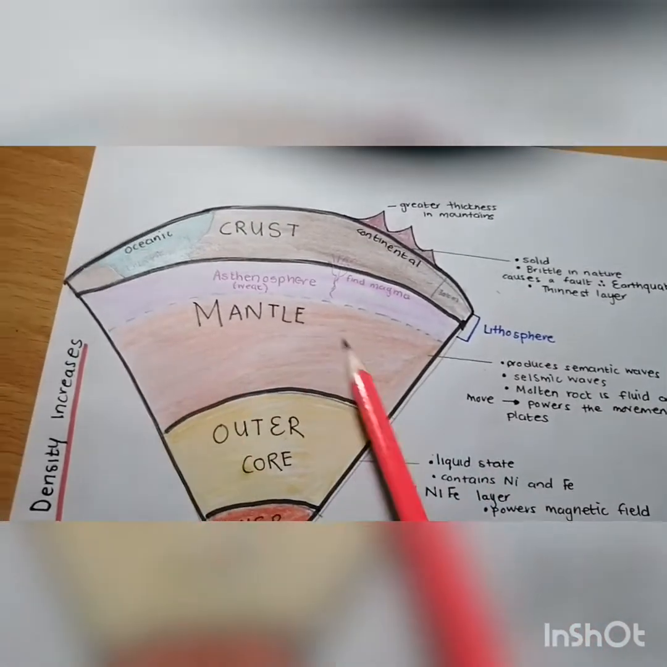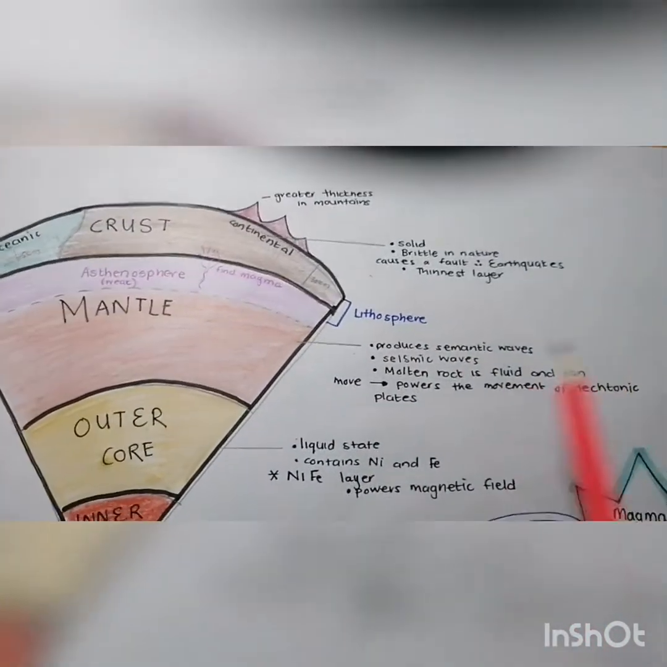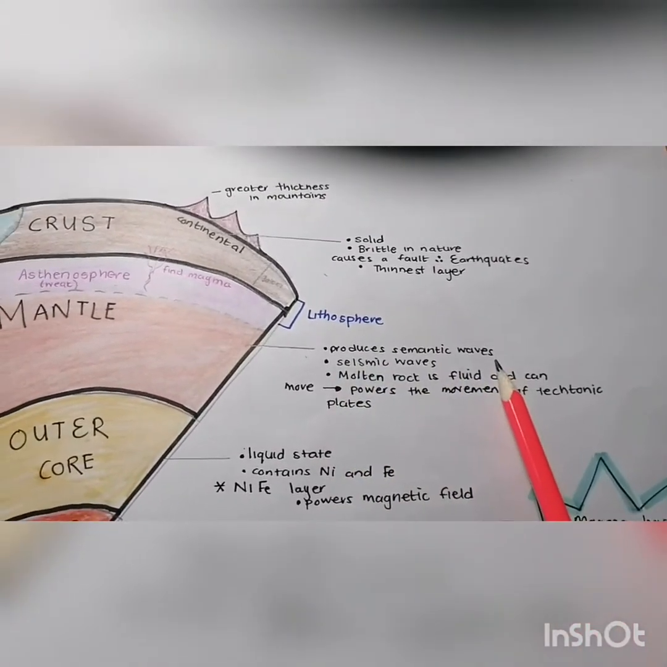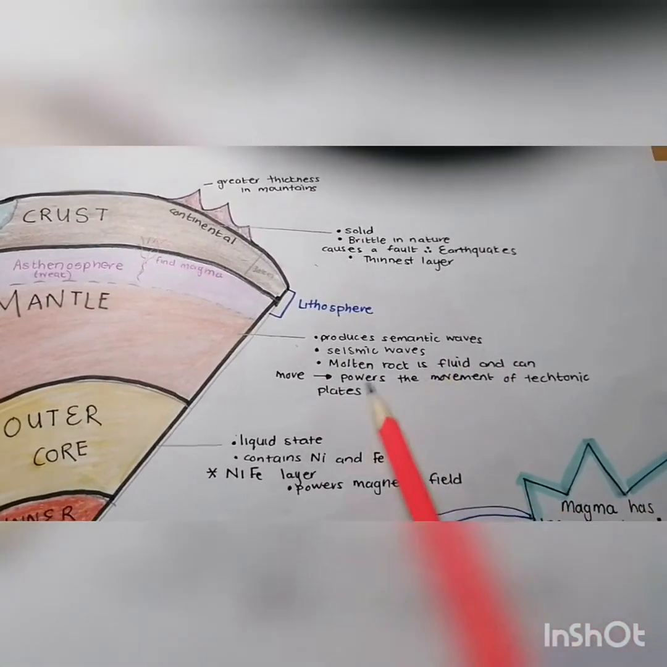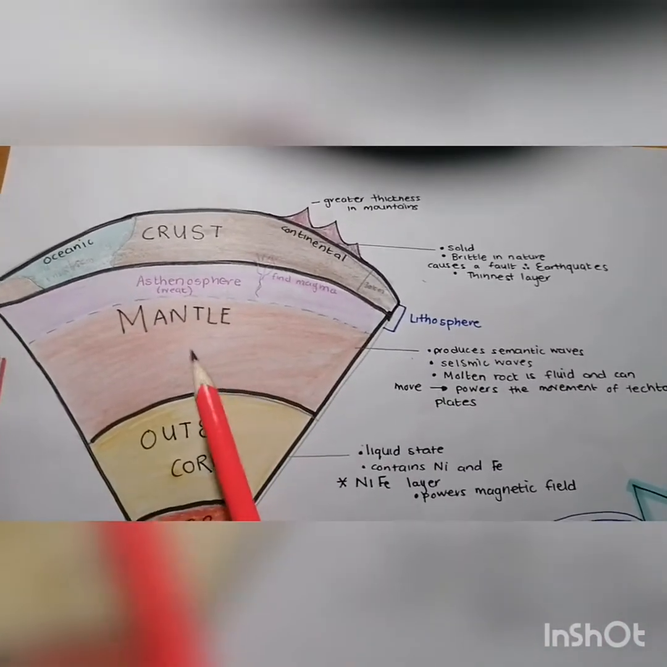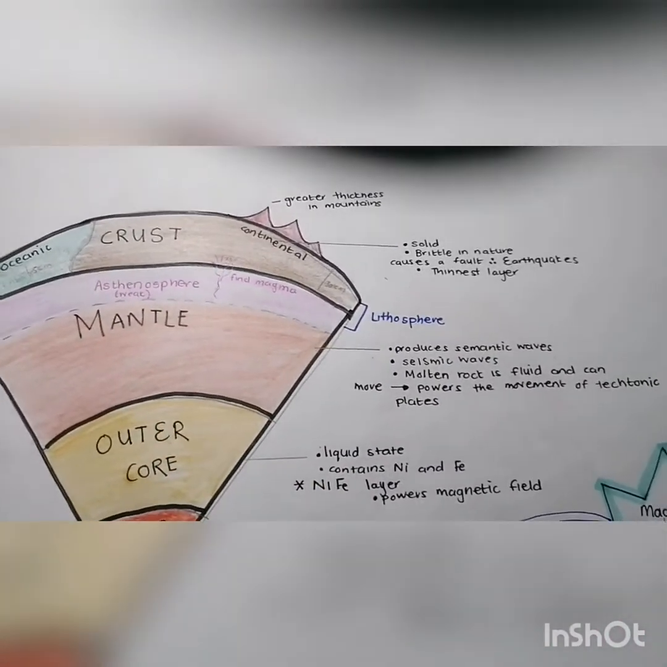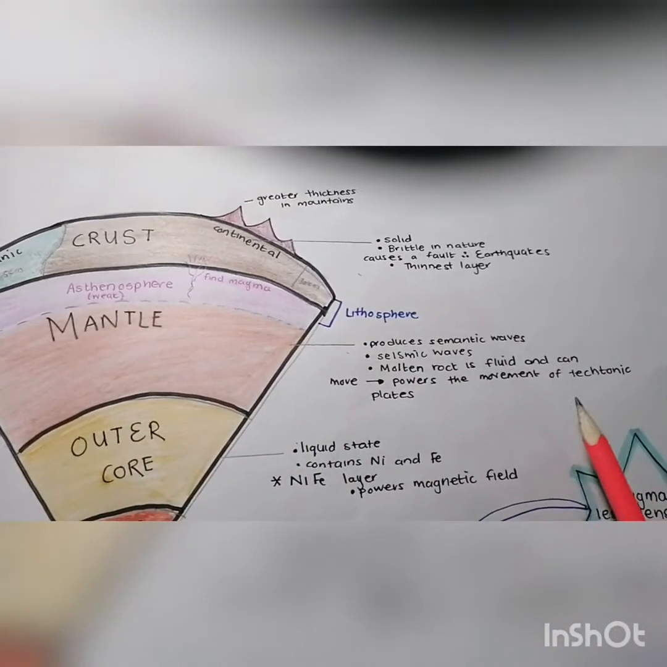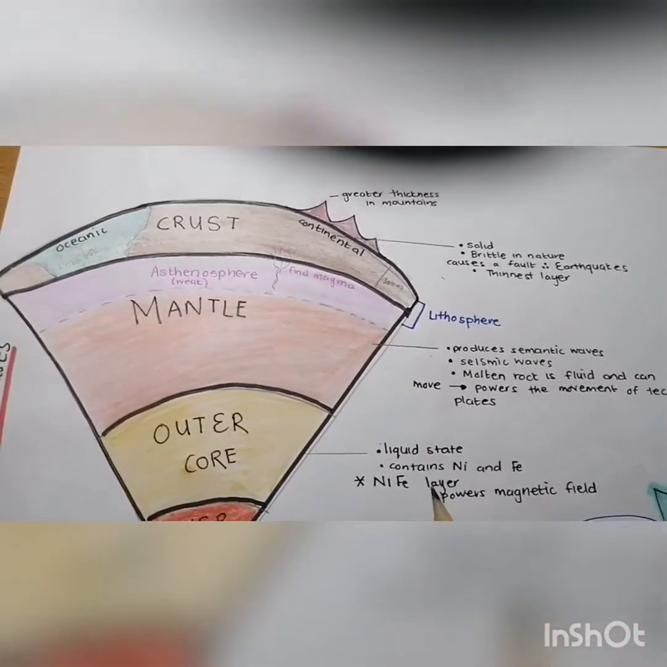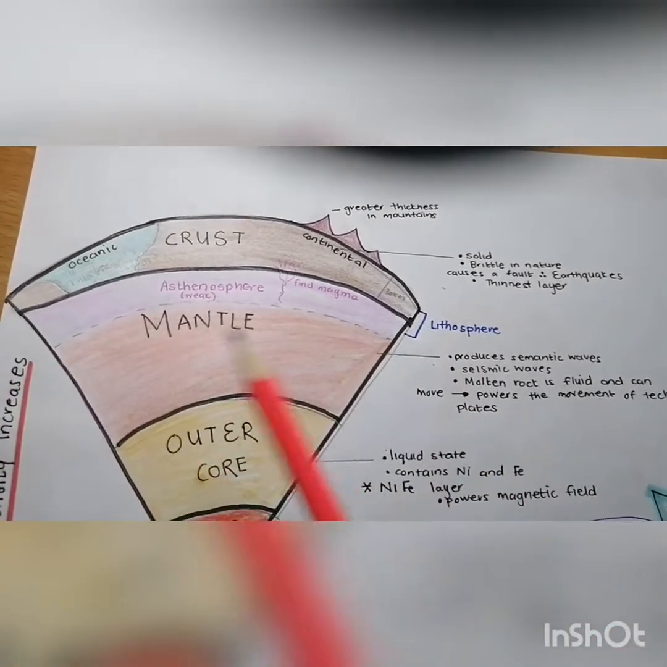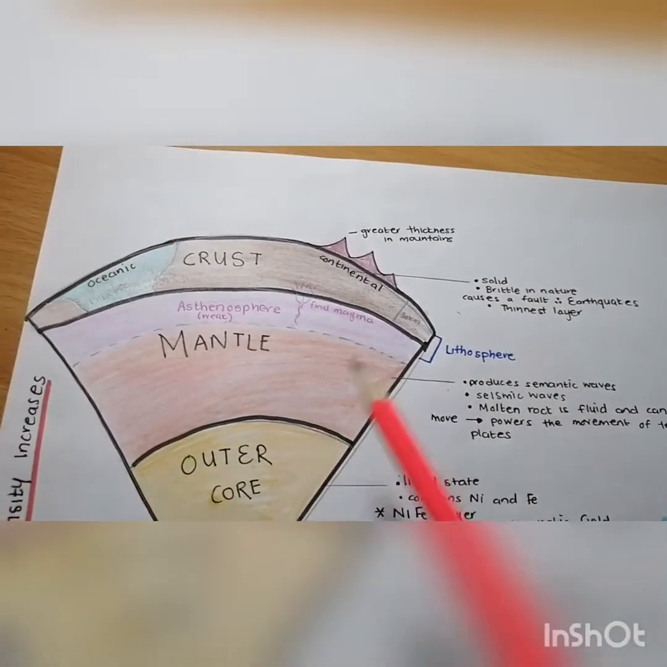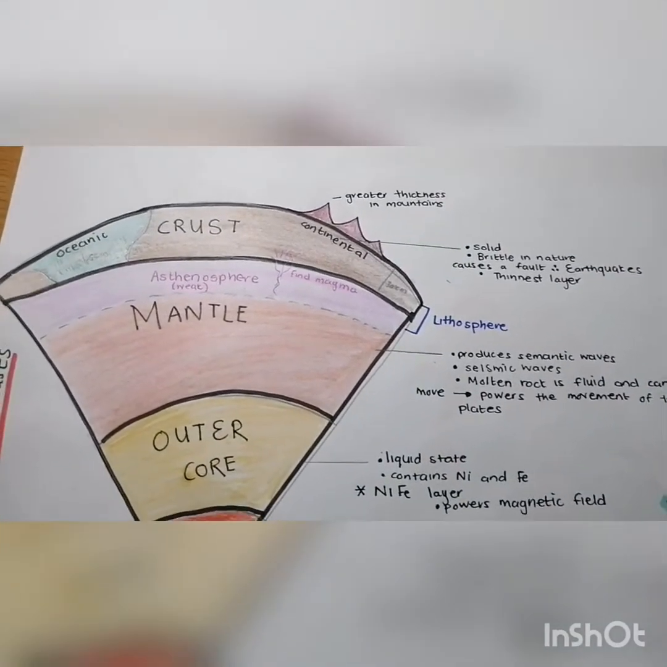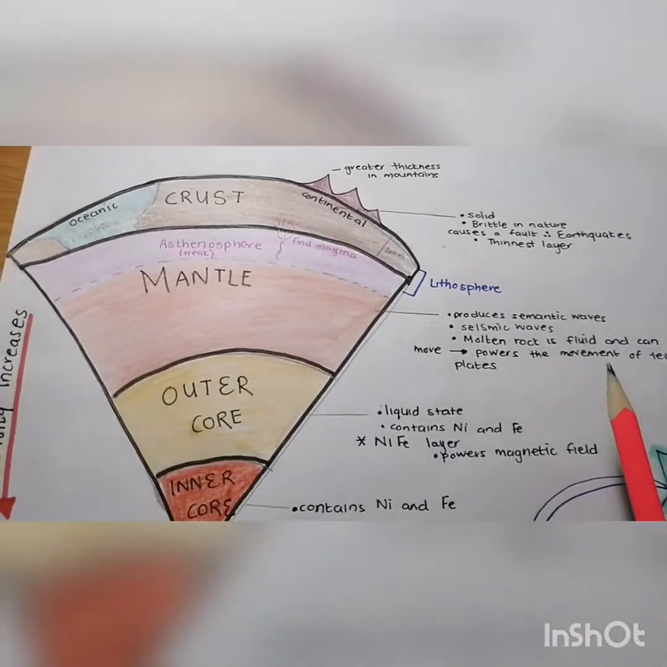Now we go on to the lower part of the mantle. Basically, the mantle produces seismic waves. The molten rock is part of the mantle, which is magma. It is fluid and can move, which powers the movement of tectonic plates. So the flow in the mantle causes the tectonic plates to move. And if these plates collide, that causes earthquakes.